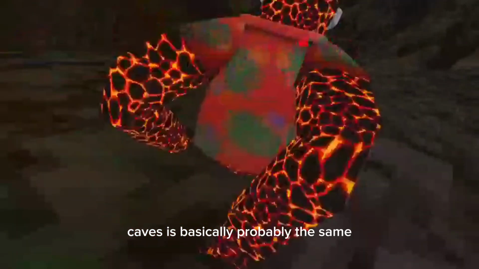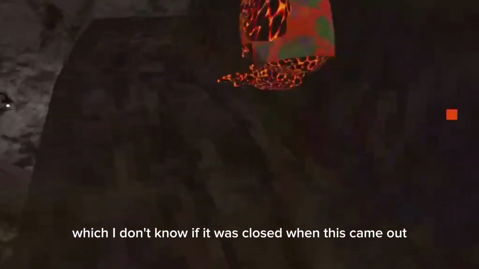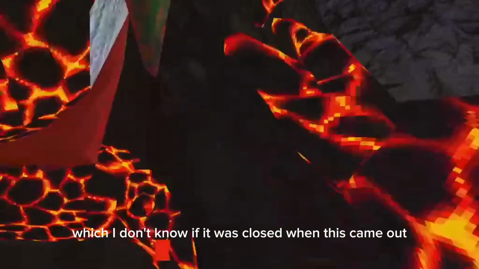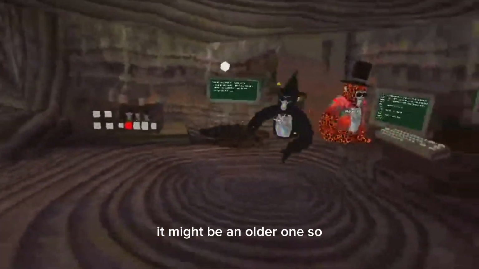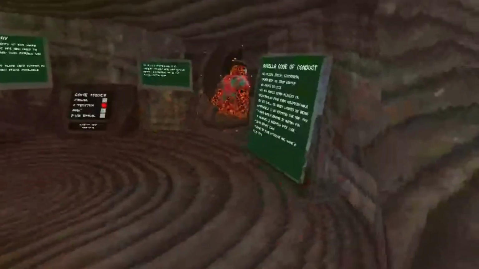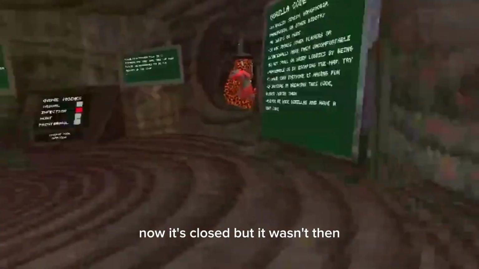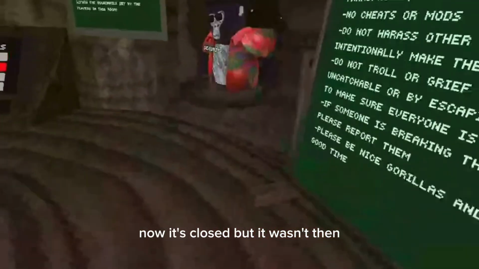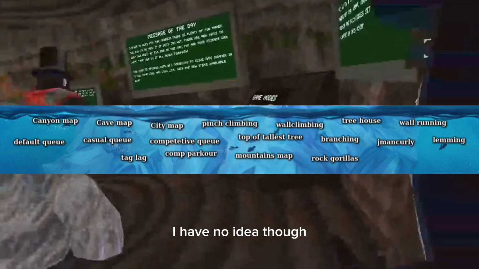Caves is basically probably the same, except the fact that it's currently closed, which I don't know if it was closed when this came out. I'm guessing it wasn't, because it might be an older one. Now it's closed, but it wasn't then. I have no idea though.